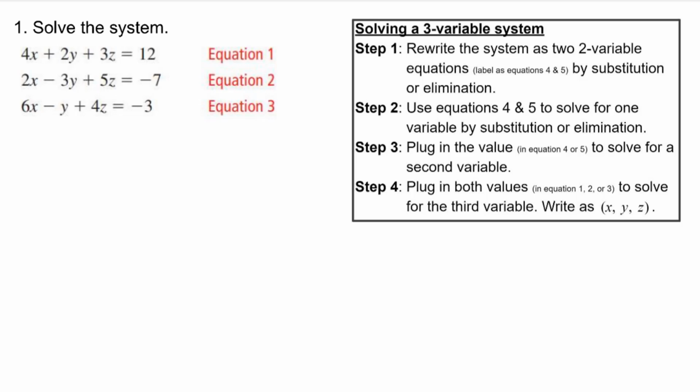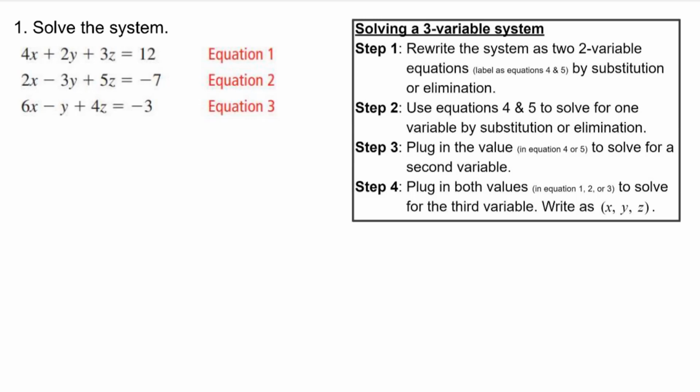To determine which variable I'm going to eliminate, I want to look for the least common multiple between the coefficients. What's the smallest number that all of them go into? The coefficients of x all go into 12. The coefficients of y all go into 6. The coefficients of z have a least common multiple of 60. Because the coefficients of the y's have the smallest least common multiple, I will eliminate the y's first.